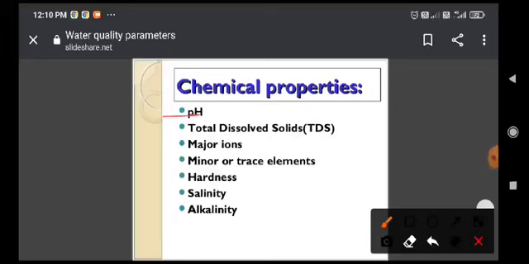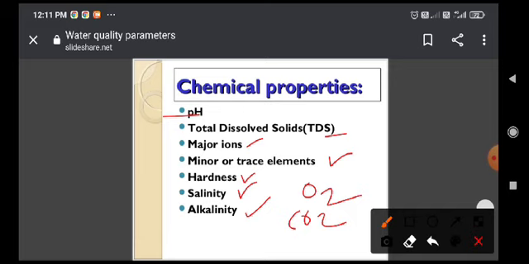On the basis of pH. Thereafter, total dissolved solids, major ions, minor as well as trace elements, hardness, salinity, alkalinity as well as the dissolved oxygen. Thereafter, CO2, that is carbon dioxide. So these are the different types of factors that contribute on the basis of the chemical factor.